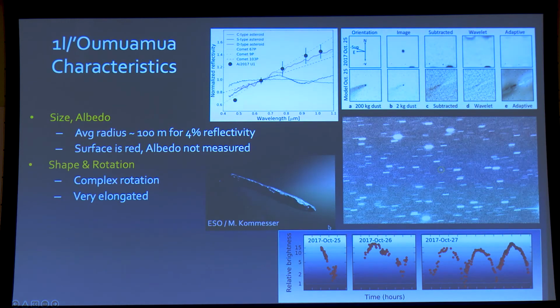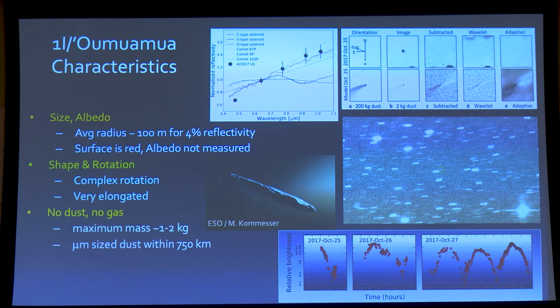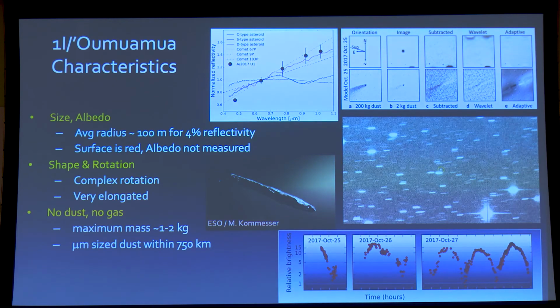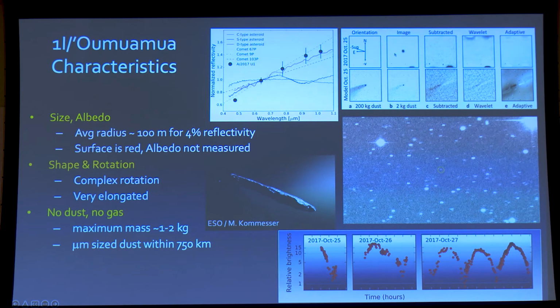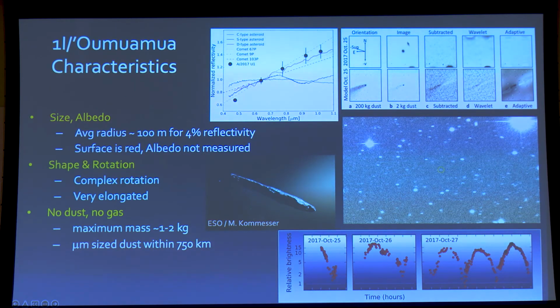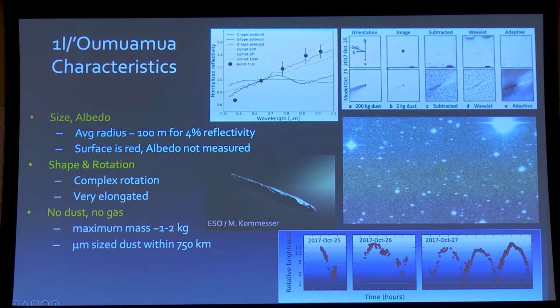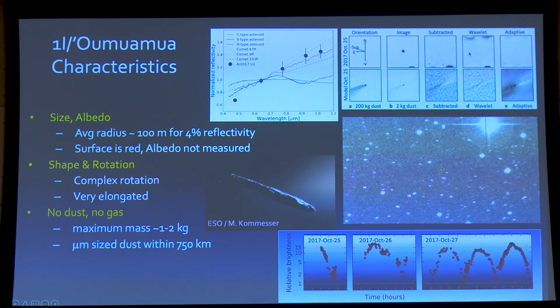It also had a complex rotation state. In terms of chemistry, we can't get much. There was no dust detected at all. And these images show a stack of all the Very Large Telescope 8-meter data, along with various filtering techniques.